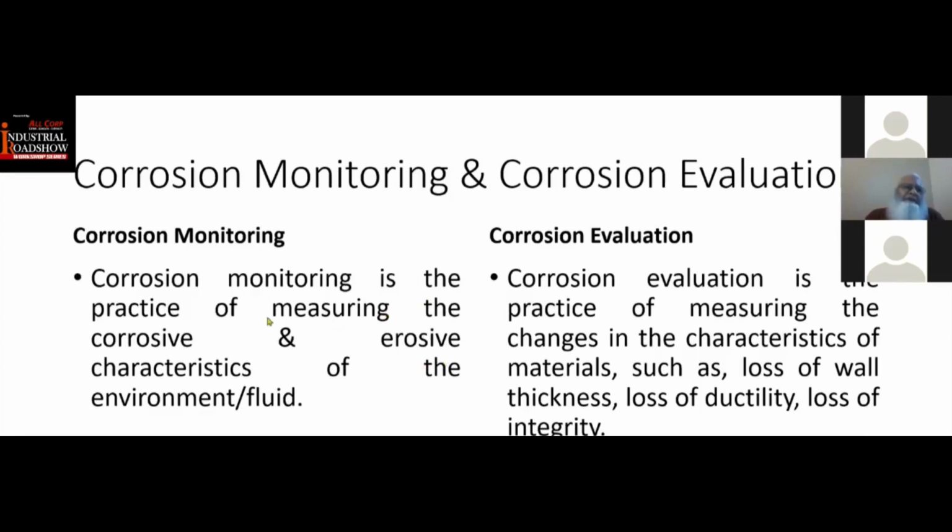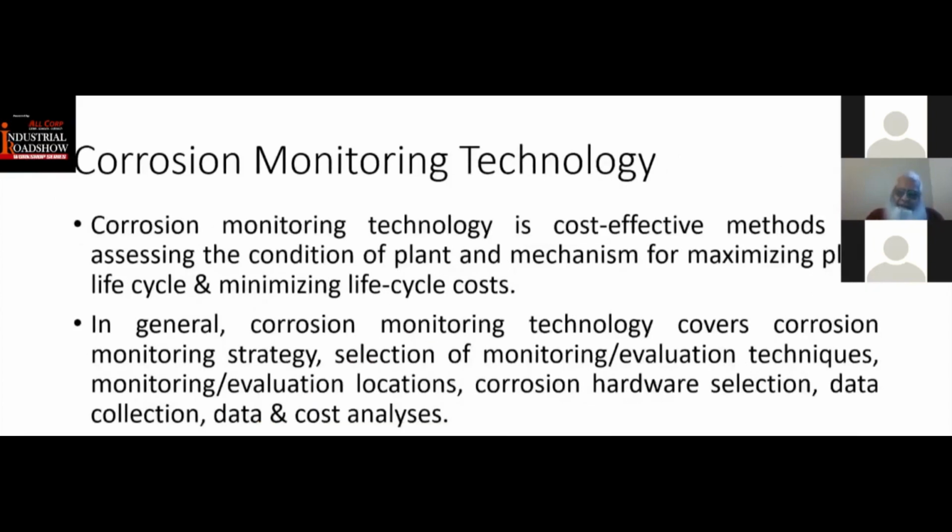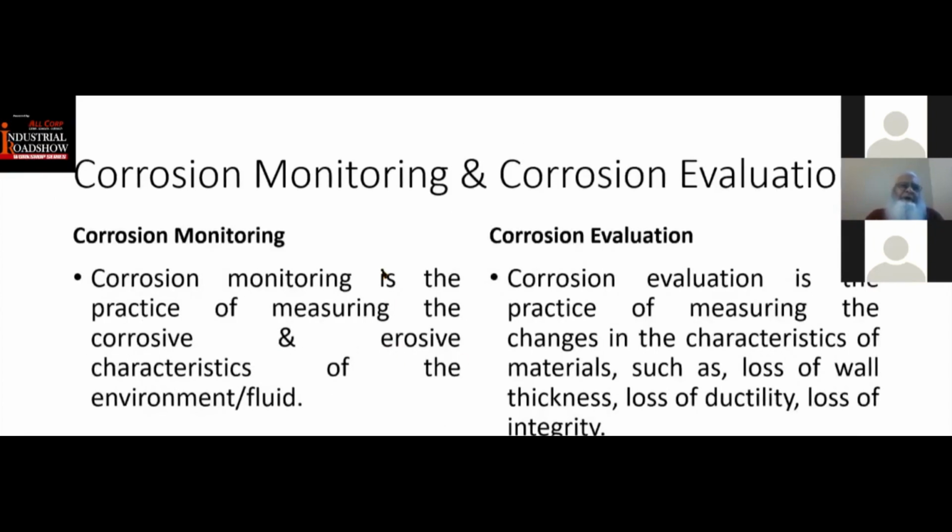Corrosion monitoring is the practice of measuring the corrosive and erosive characteristics of the environment and the fluid. Corrosion monitoring does not give you any information regarding what may be happening on the surface of the pipe wall or the surface of the equipment wall, because this measures only the corrosivity and the erosivity of the fluid or the environment.